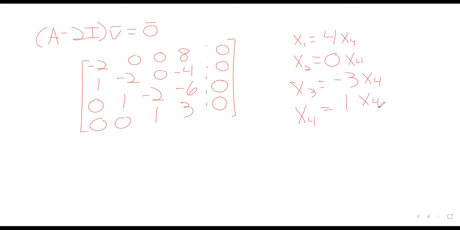So the reason we're going to run into issues here is we need three linearly independent eigenvectors, and we're only getting one. I don't know if that's obvious, but it's because all of these solutions are x4 times the vector 4, 0, negative 3, 1. So any two eigenvectors are scaled multiples of each other.